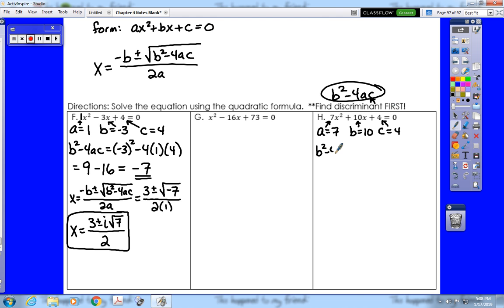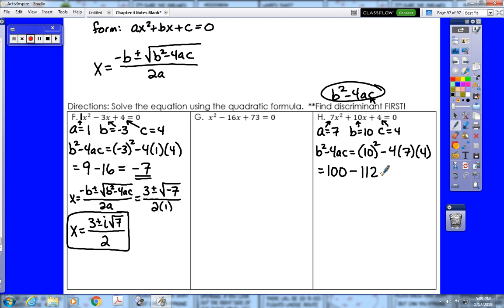B squared minus 4AC, the discriminant, is 10 squared minus 4 times 7 times 4. 10 squared is 100. Negative 4 times 7 times 4 is negative 112, which means our discriminant is negative 12, which again tells us that we have two complex solutions, and we should expect to see i in our answer.